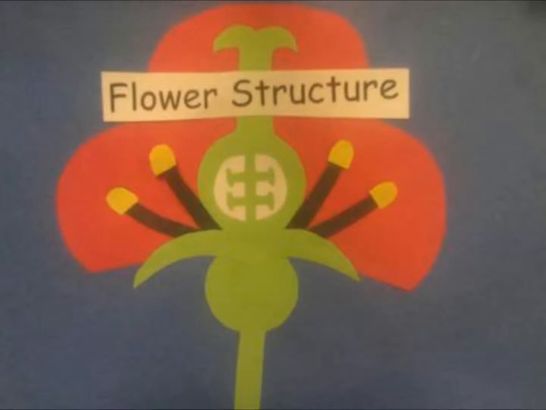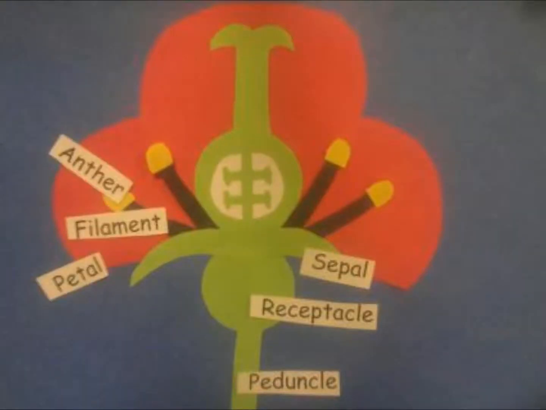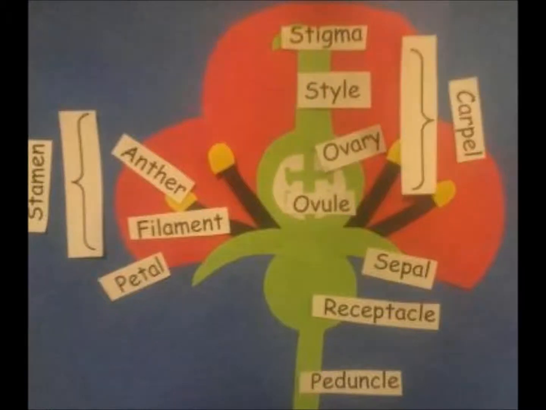This is the review of flower structure. The peduncle, receptacle, and sepal hold the flower. Anther and filament make up the stamen. The petal attracts the insects. The stigma, style, ovary, and ovule make up the carpel.